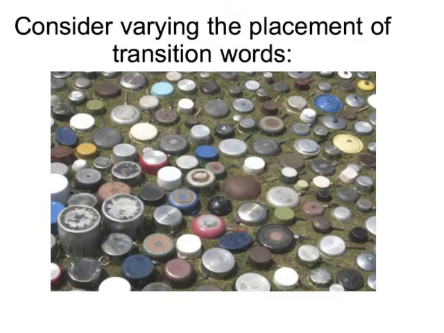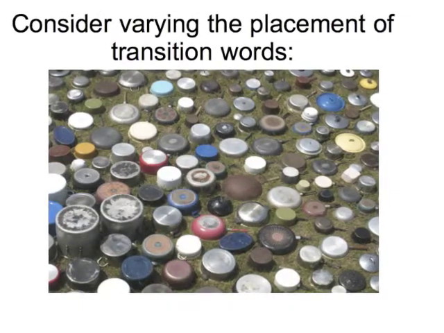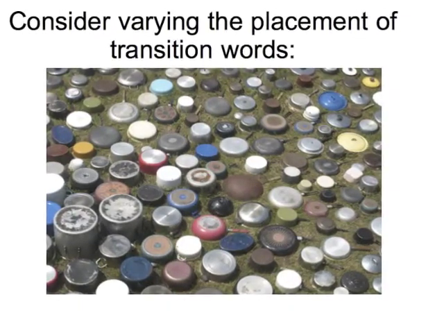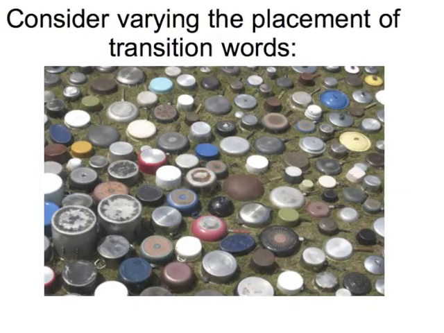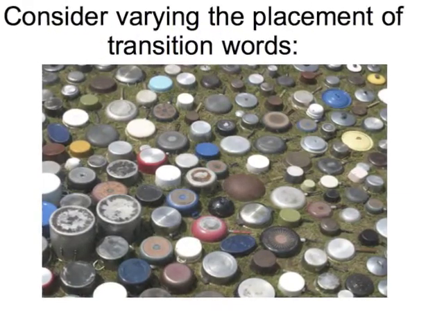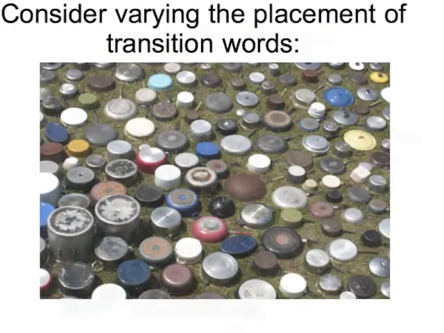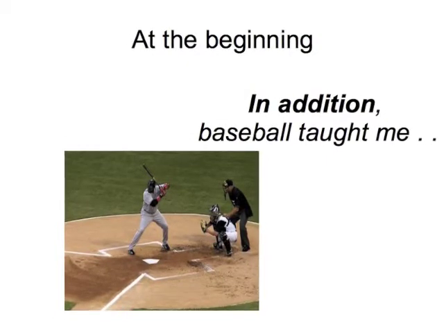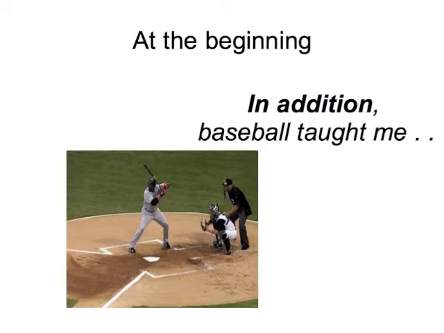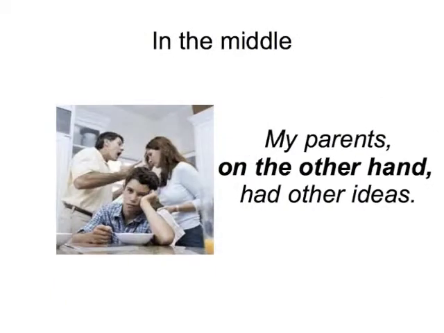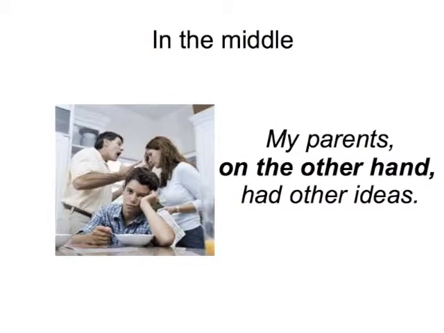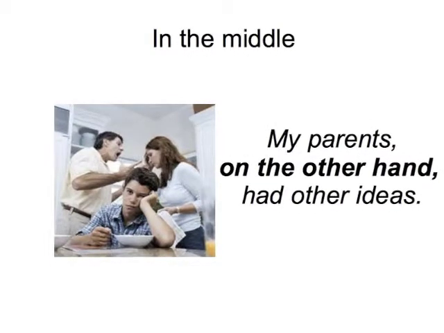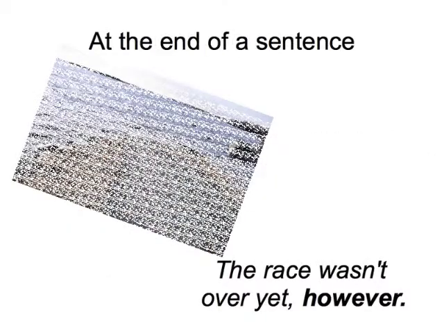Consider varying the placement of transition words. Just as transition words help with the idea of diction or word choice, where you place them helps with your sentence fluency, your syntax. You can use transition words at the beginning of a sentence. For example, in addition, baseball taught me. In the middle of a sentence, my parents, on the other hand, had other ideas. And even at the end of a sentence, the race wasn't over yet, however.